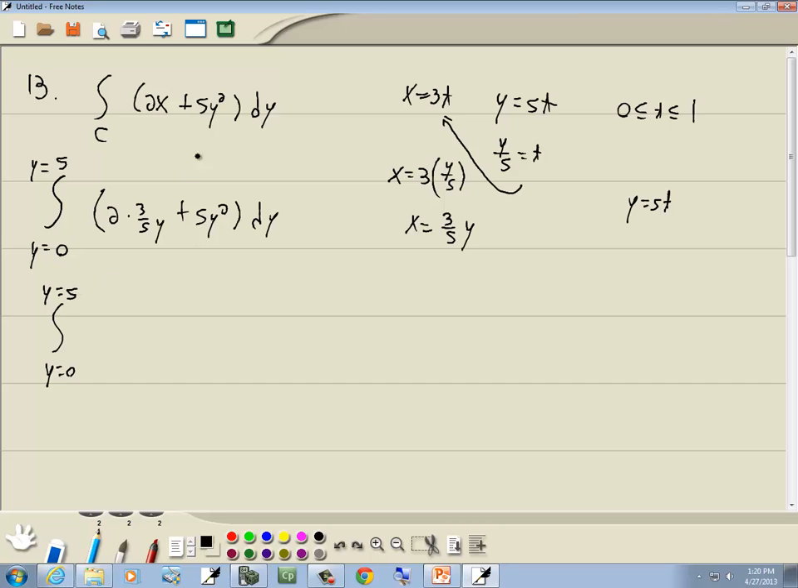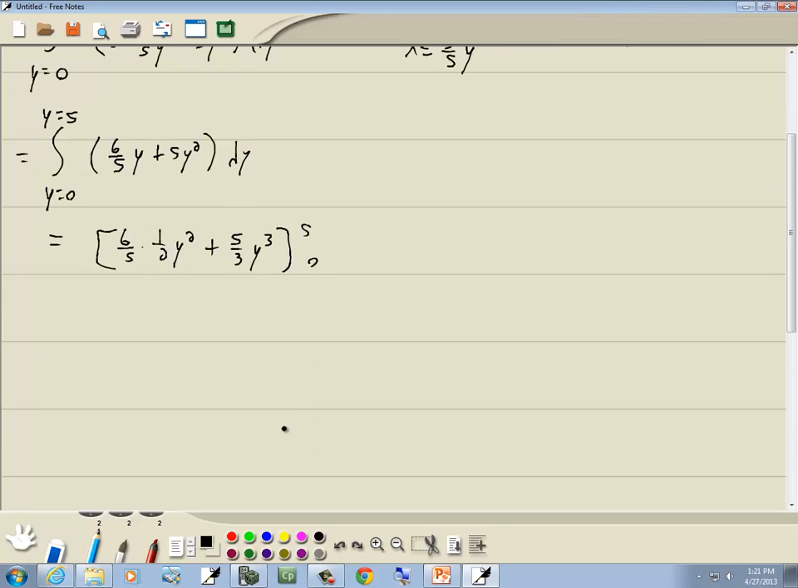This is the way that if you got this kind of setup, you don't have to put everything in terms of t's. You can put everything in terms of y's or x's or whatever. So that gives us 6/5 y plus 5y squared dy, which then gives us 6/5 times 1/2 y squared plus 5/3 y to the third from 5 to 0, or 0 to 5.